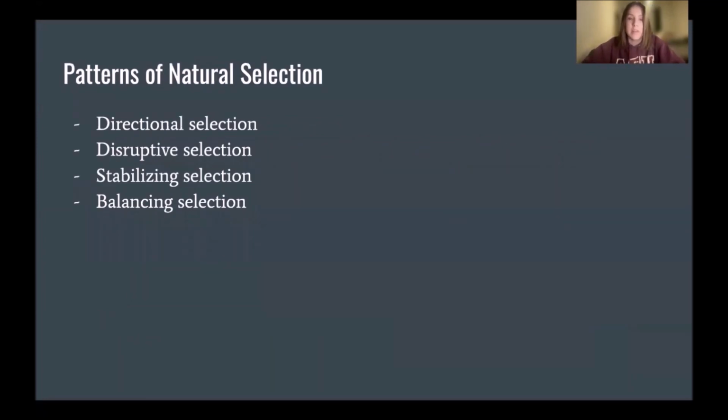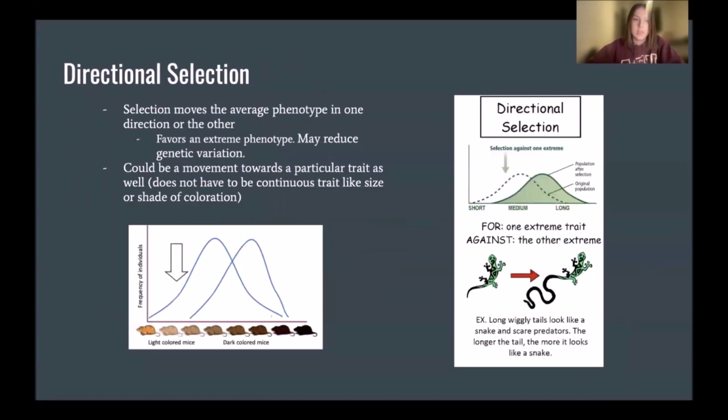So there are different patterns of natural selection, and these include directional, disruptive, stabilizing, and balancing selection. Directional selection is when selection moves the average phenotype in one direction or the other, and it typically favors an extreme phenotype, and it reduces genetic variation. It could be a movement towards a particular trait as well. It doesn't have to be a continuous trait like size or coloration. It could just be whether the organism has the trait or not.